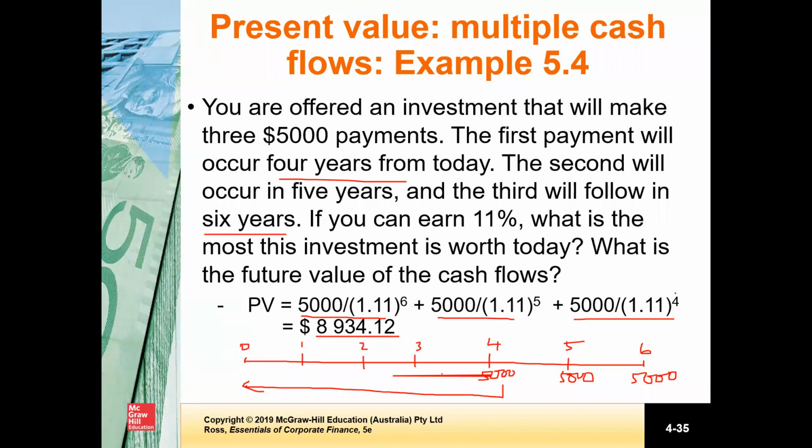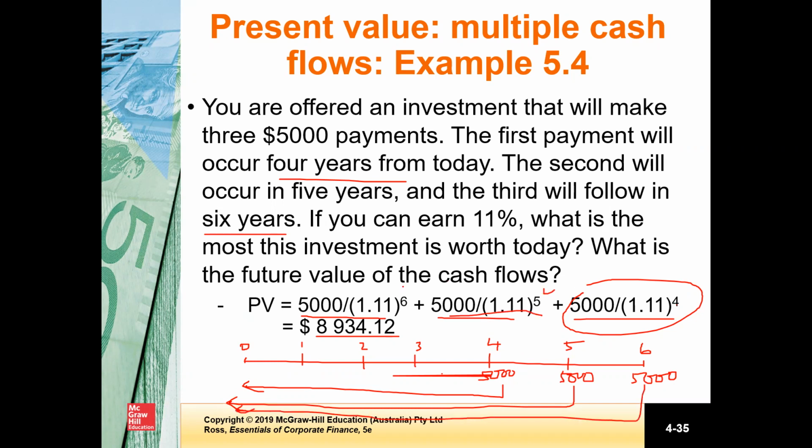Okay, so these will be the present value. So that's why you can see in the present value factor we have 4, and this occurs at the end of year 5. That's why we have 5 here, and this will be discounted for 6 years. That's why we have 6 here.